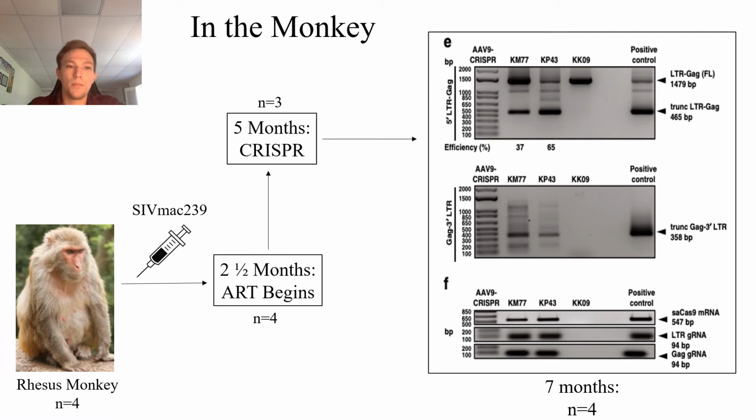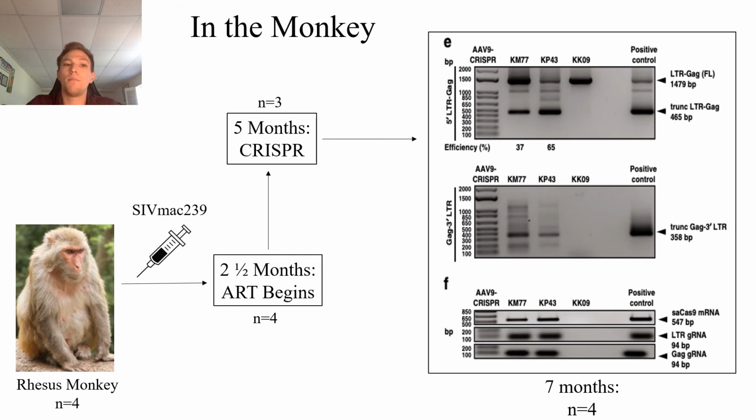In the monkey, or in vivo testing, they began by acquiring 4 rhesus monkeys, assuring that these monkeys had no antibodies to AAV9 and had not been previously infected with SIV. And then they took all 4 monkeys and intravenously gave them SIV MAC239. 2.5 months post-infection, all 4 monkeys began to receive ART treatment, so antiretroviral treatment.